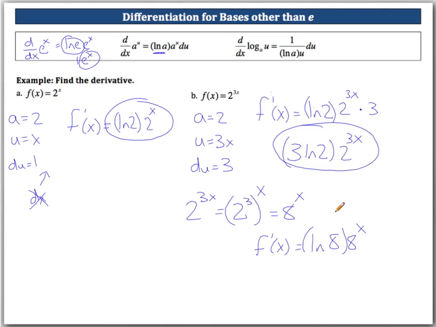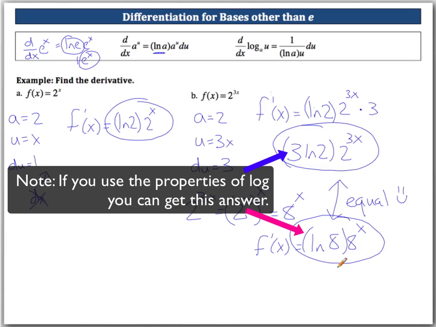And it turns out, what's interesting, these would actually be equal to each other. Alright, so that is the fun, because we can get different answers depending on how we started the process. Okay, so I would accept either one of these as being correct.